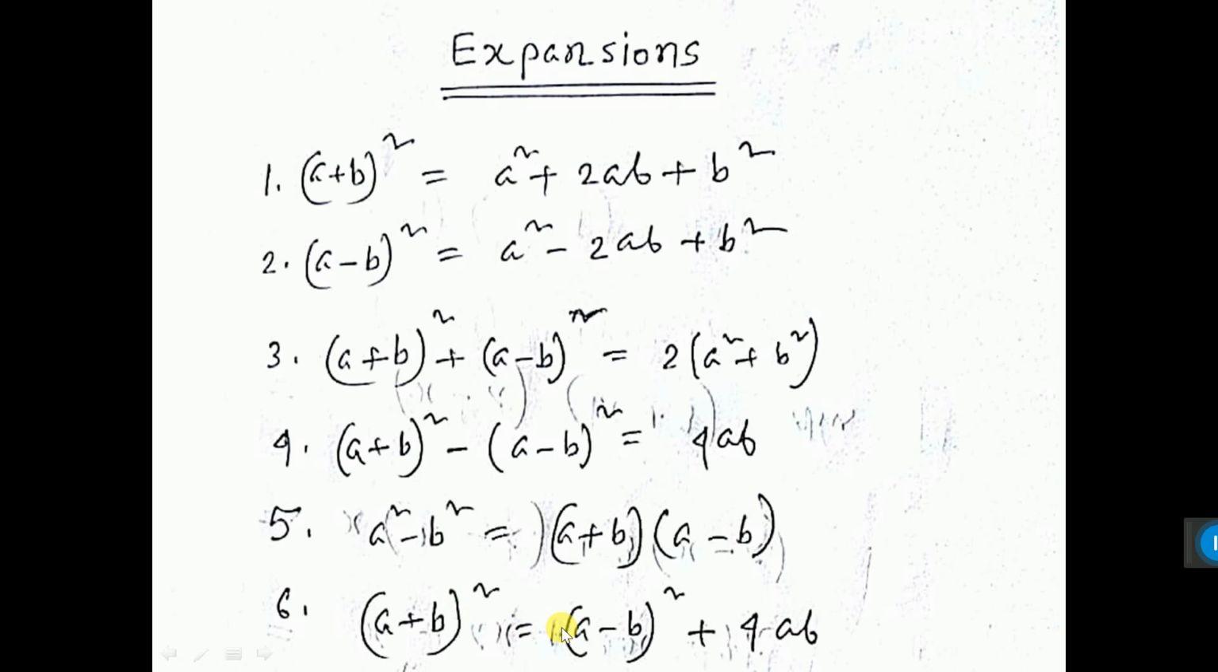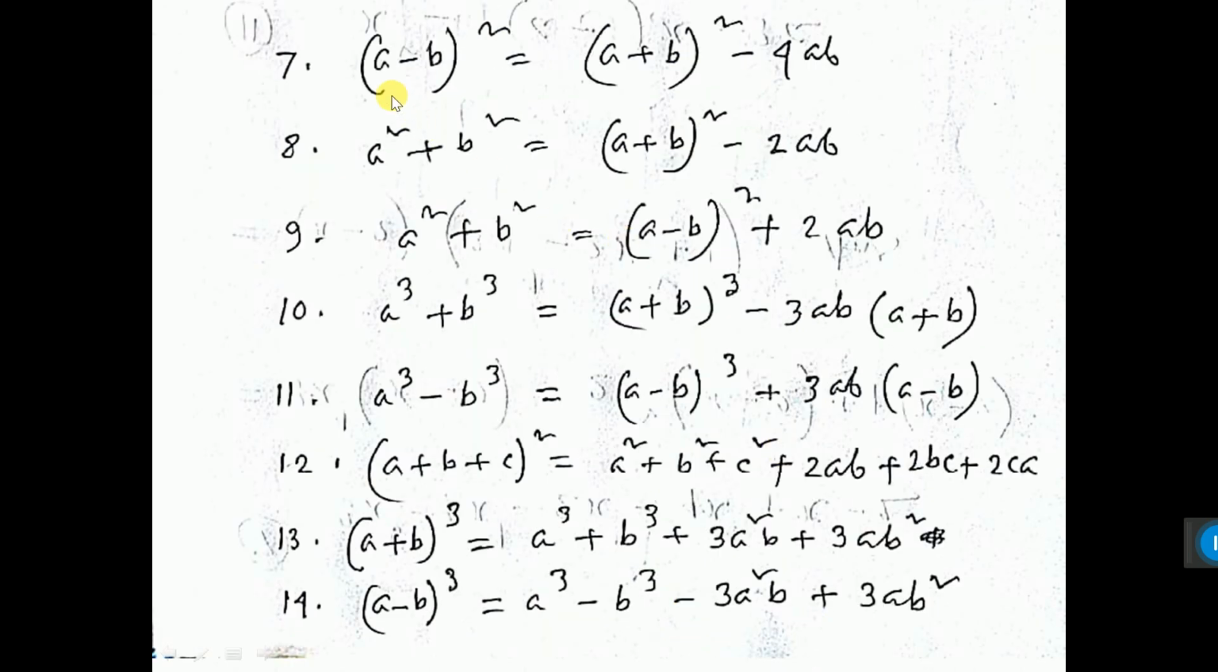(a + b) whole square equal to (a - b) whole square plus 4ab. (a - b) whole square equal to (a + b) whole square minus 4ab. a square plus b square equal to (a + b) whole square minus 2ab. In the same way, a square plus b square equal to (a - b) whole square plus 2ab. a cube plus b cube, this is a new formula for you, is equal to (a + b) whole cube minus 3ab into (a + b). a cube minus b cube equal to (a - b) whole cube plus 3ab into (a - b).